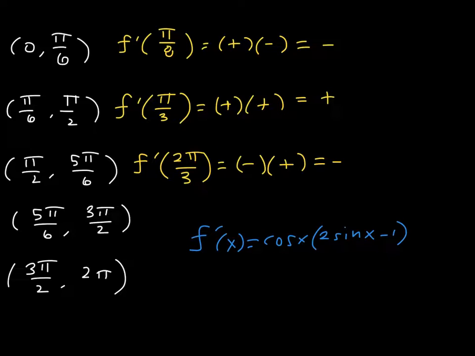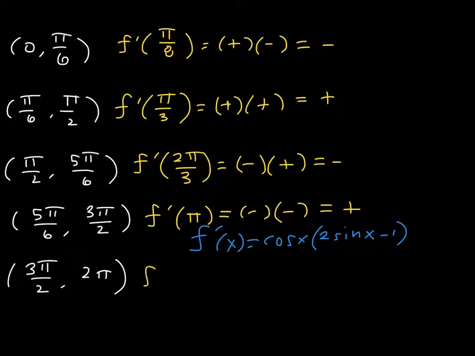And here, let's do f prime of... I don't know why my f looks so weird. Okay, there. F prime of pi, right? Let's do that. Now, cosine of pi is -1, but all I really care about is that it's negative. And then sine of pi is 0. 2 times 0 is 0. 0 minus 1 is -1, so it's negative. So then this interval is positive. Again, notice the sign change.